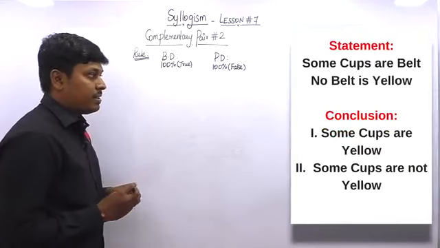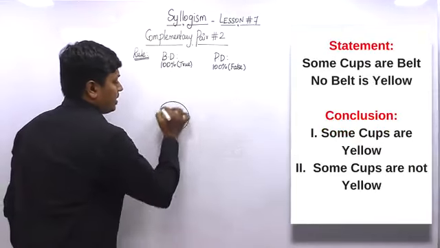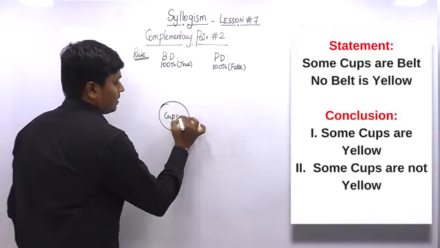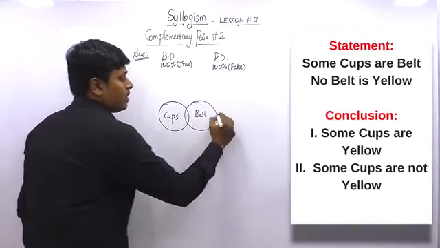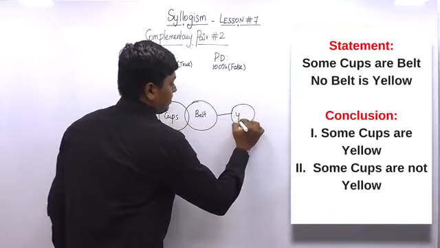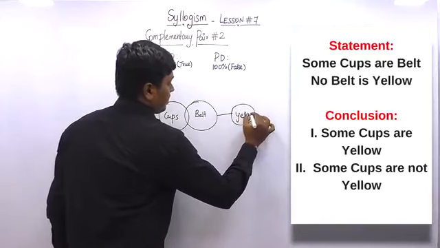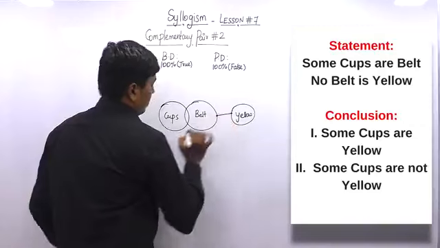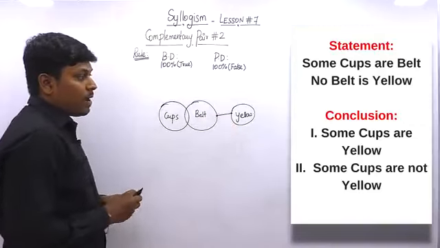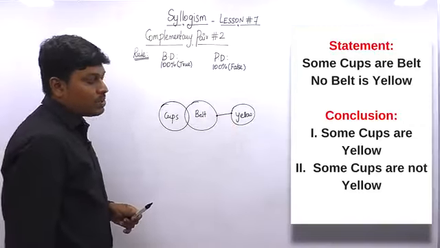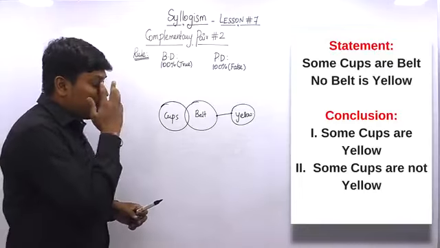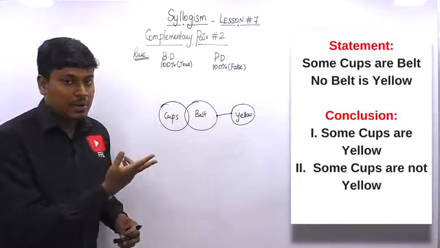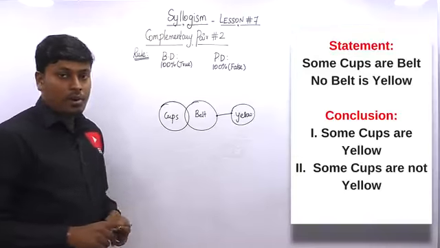The last question: some cups are belts, and the second statement is no belt is yellow. The conclusion number 1 is some cups are yellow, and conclusion number 2 is some cups are not yellow. So listen here, it looks like a complementary pair. So our target is to check conclusion number 2, some cups are not yellow.